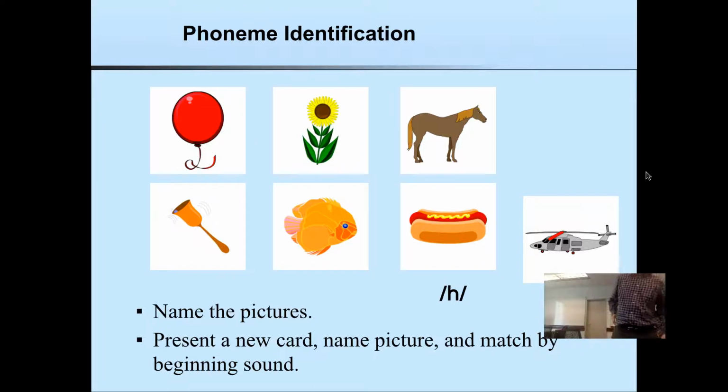Using pictures, and this is how most phonemic awareness assessments work, you give them the pictures and they have to tell you the picture or name it by the sound. You can sort them. I want you to put all of the pictures that start with a huh sound in this pile, and all the pictures that start with a B sound in this pile. All right.